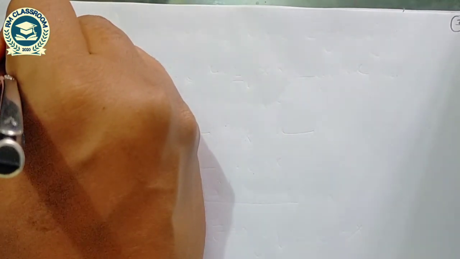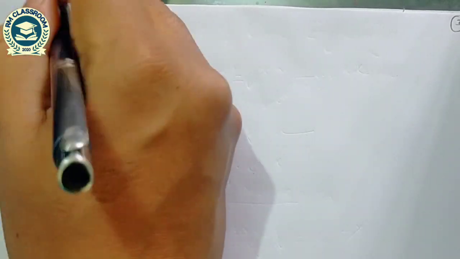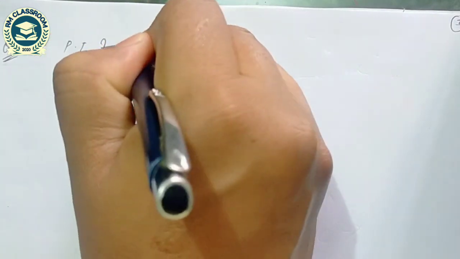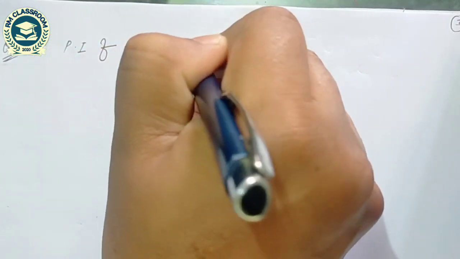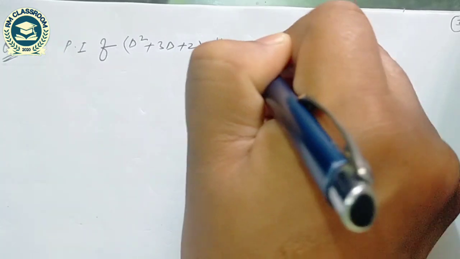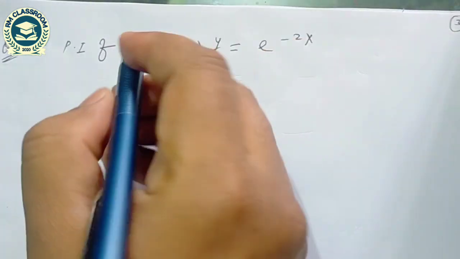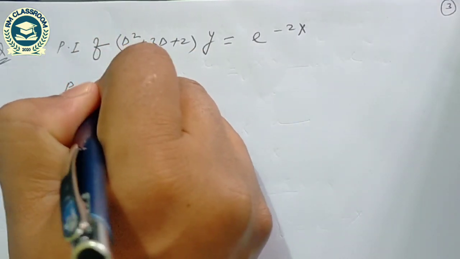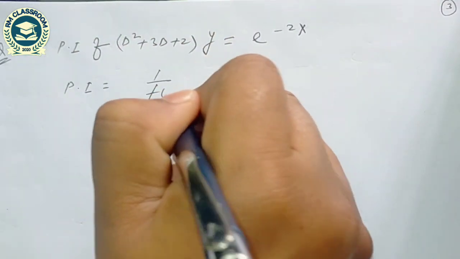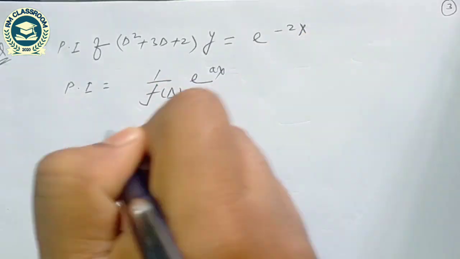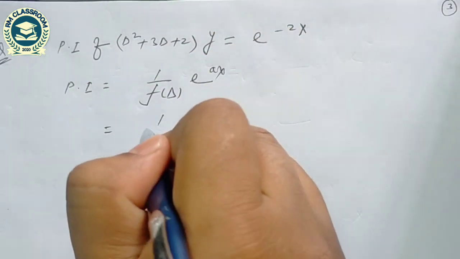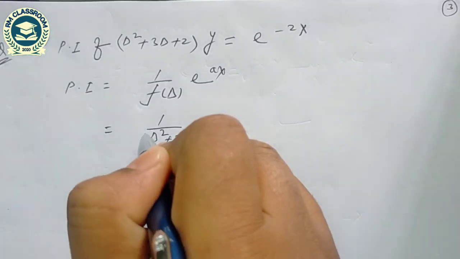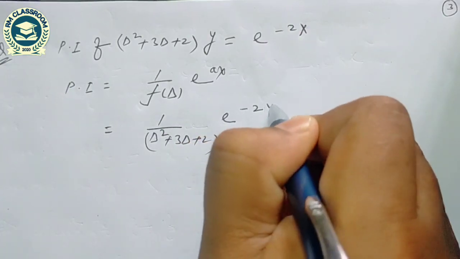Another example: if I take the particular integral of (D² + 3D + 2)y = e^(-2x). Once again we have to compute the particular integral. So the particular integral is equal to 1 by f(D) into e^(ax). Here f(D) is 1 by D² + 3D + 2 into e^(-2x).